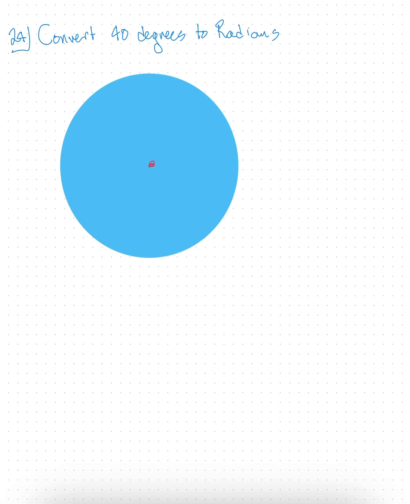Remember, what we are looking to do is convert an angle that is about this size, like this. This is 40 degrees. What we would like to do is convert that to an equivalent measure in radians. Well, what's a radian anyway?